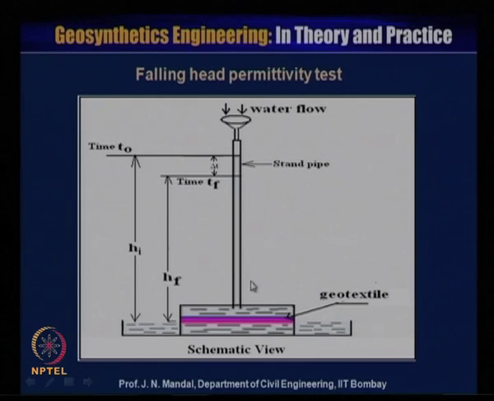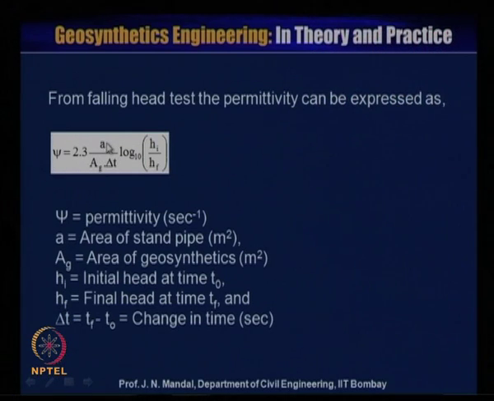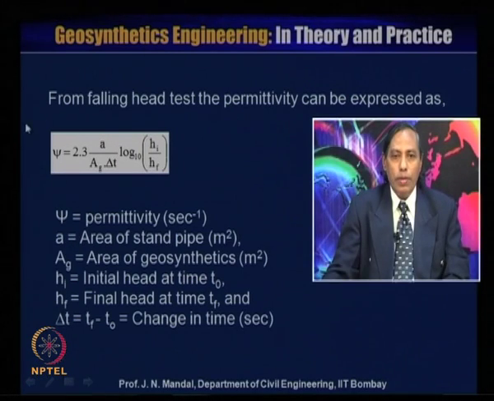So, you know that falling head test. So, this falling head permeability test also you can determine. From the falling head test, permittivity can be expressed as psi is equal to 2.3 small a by Ag into delta T log of Hi by Hf, and this psi which we call permittivity is expressed per second.